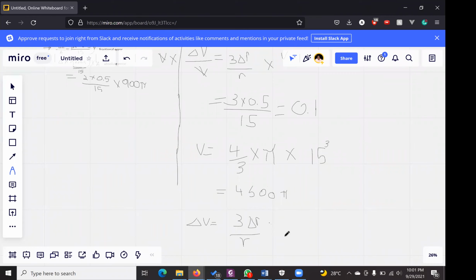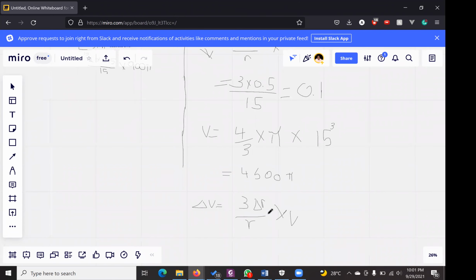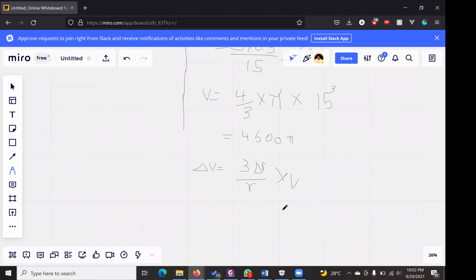And V, it should be equal to the 0.1 times 4,500, which should be equal to 455.